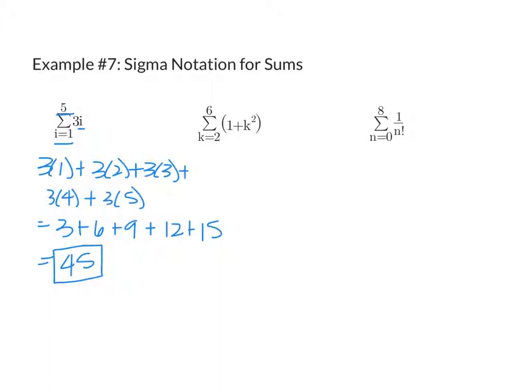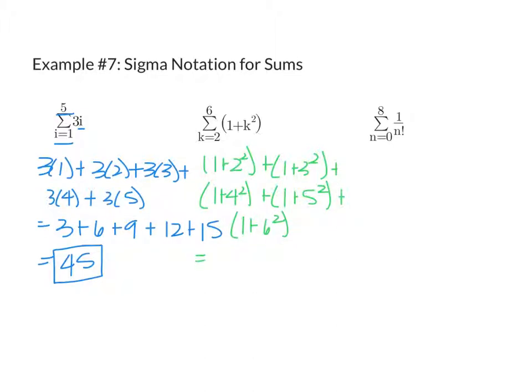We have the sum from 2 to 6 of 1 plus k squared. So for us, that will be 1 plus 2 squared, and then plus 1 plus 3 squared, because we're going all the way up to 6, plus 1 plus 4 squared, and then plus 1 plus 5 squared, and finally plus 1 plus 6 squared.